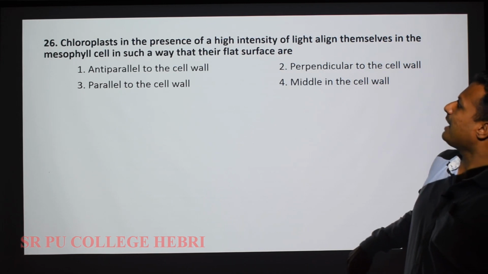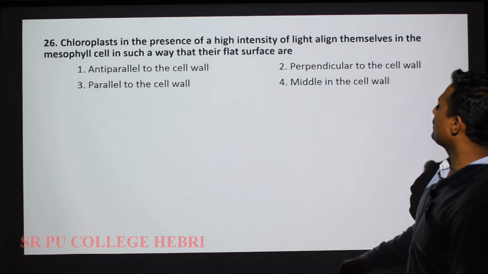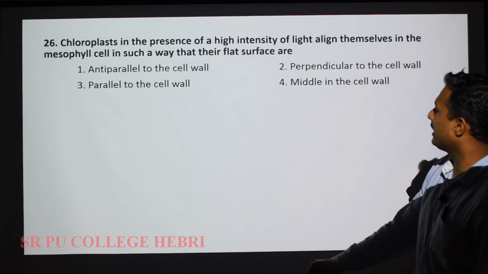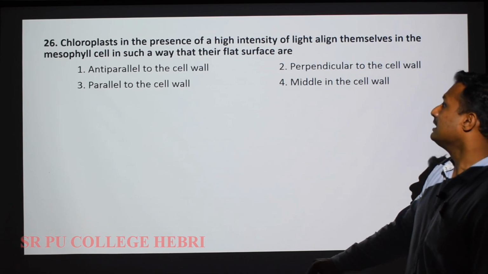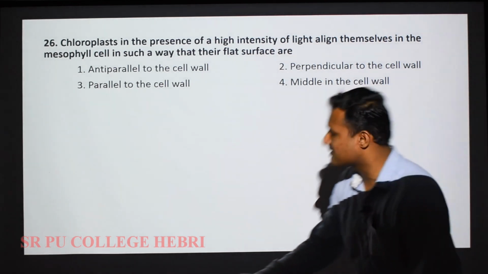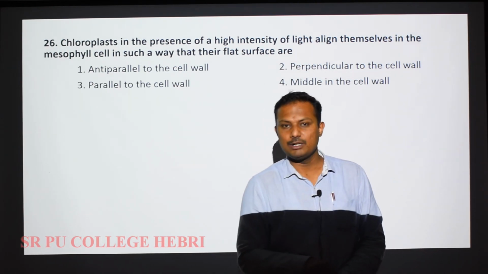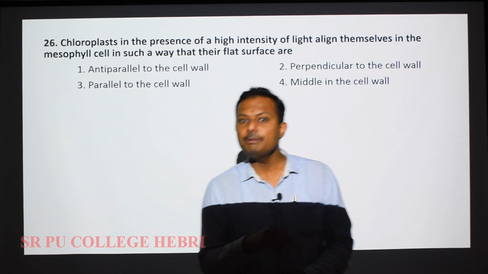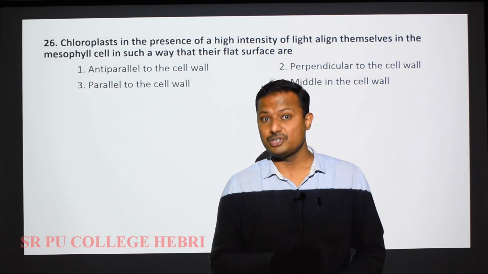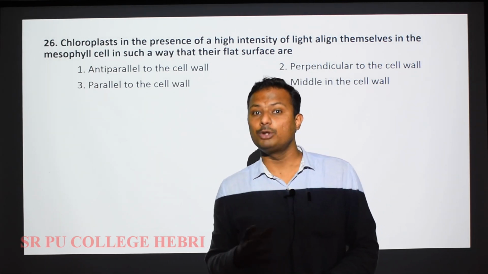26th one: chloroplasts in the presence of high intensity of light align themselves in the mesophyll cell in such a way that their flat surfaces are... Look, there is a chloroplast inside a cell, inside a plant cell. The movement of the chloroplast within the cells will be such that they absorb the maximum amount of light.